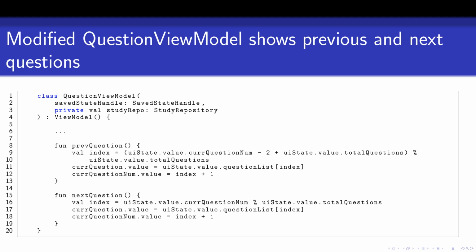Inside the updated ViewModel, PrevQuestion moves backward by decrementing the index and wrapping around using modulo. NextQuestion increments the index and loops to the beginning if needed. Both methods update the current question and current question number fields to reflect the new selection. This lets the UI always stay in sync with what the user is viewing and avoids out-of-bounds issues.